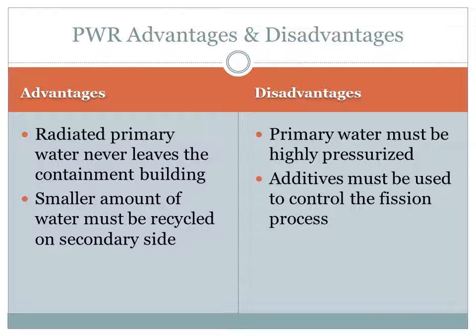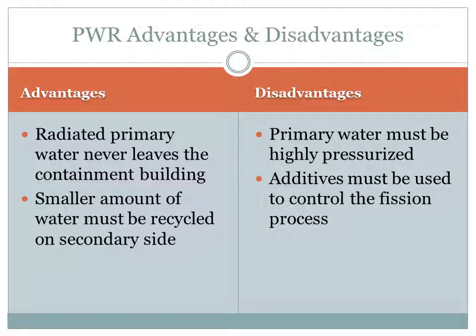Here are the advantages and disadvantages of the pressurized water reactor. Advantages include radiated primary water never leaves the containment building, since the primary loop is only run from the steam generator to the reactor and back. Small amounts of water must be recycled on the secondary side, since the water only runs from the steam generator to the turbine and back.